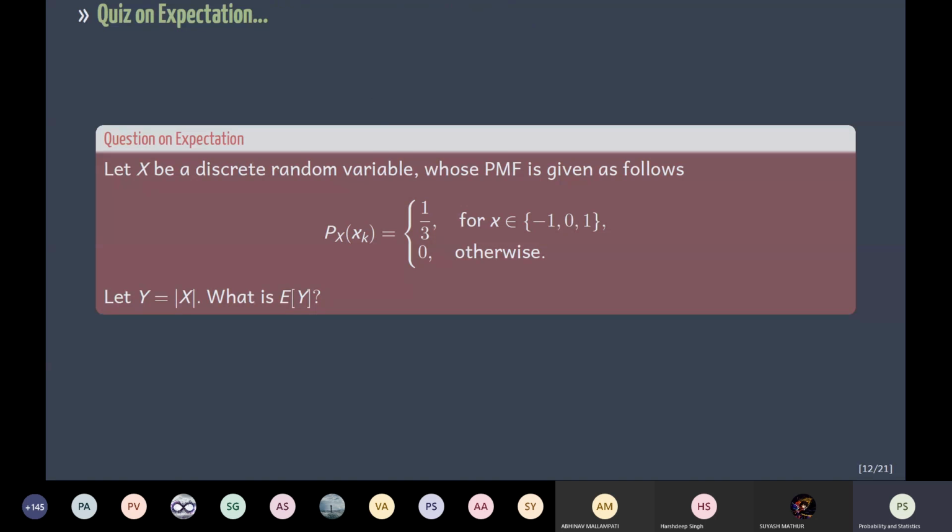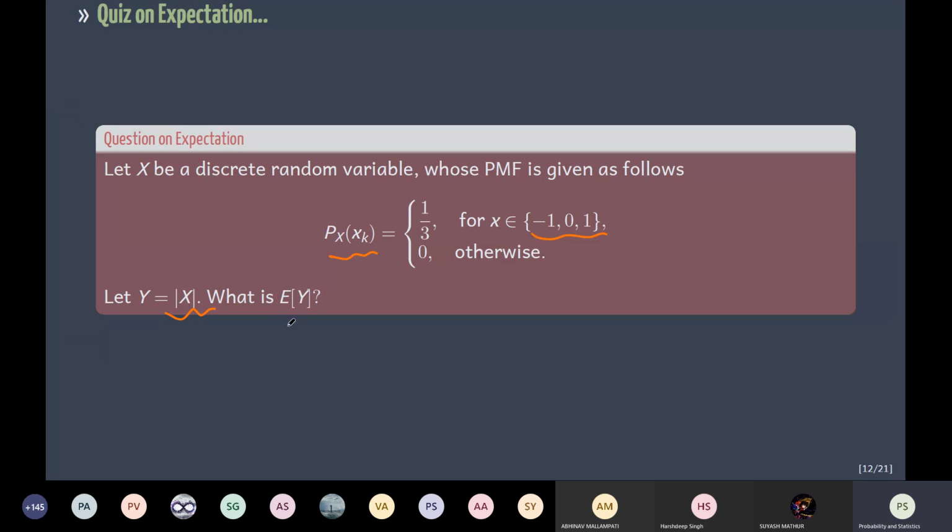Let us do some more problems on expectation. Let x be a discrete random variable whose PMF is given as follows. Some outcomes are there and probabilities for those are given to us, and otherwise it's 0. Now we are given a random variable y, which is the absolute value of x. So what will be the expectation of y?